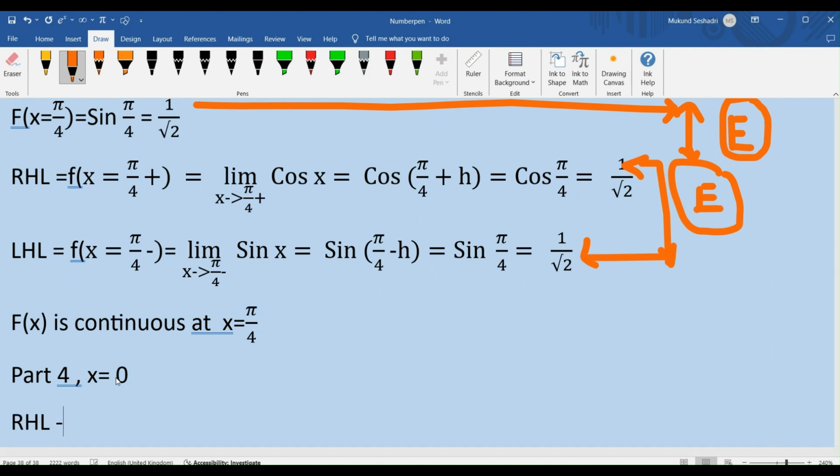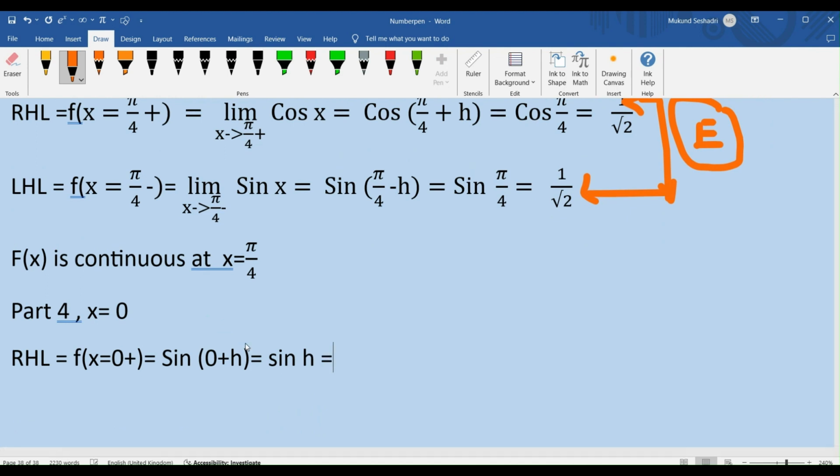our RHL, where f of x equals 0 plus, right? And what is that? It is my sine of 0 plus h, which is nothing but my sine of 0, which is 0, right? And what is it at x equals 0? It is again my sine 0. I don't have to worry about it. So it is my 0, right? So apologies, folks. I think we'll have to call this out as limits.